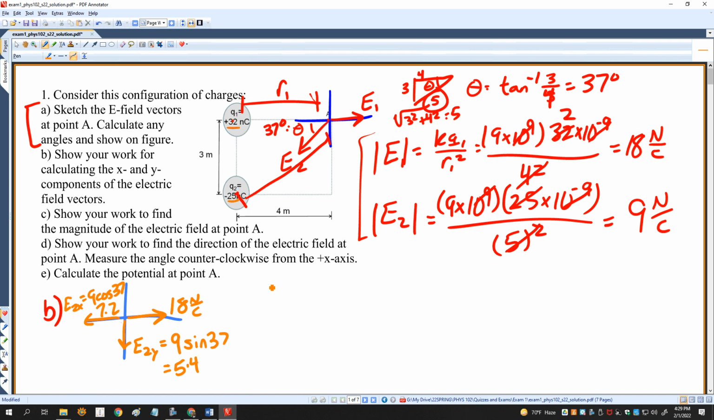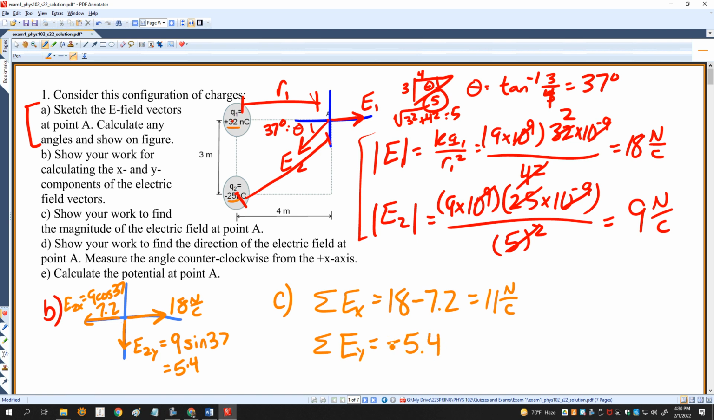Okay, so now I need to find the magnitude. So moving on to part C, those are the x and y components of all those vectors. And now, all of these parts really just sort of run together, right? Because we're trying to find ultimately what is the magnitude and direction of the final electric field. So now I'm going to add up my x components. That is to say it's going to be 18 minus 7.2. What's that, 10.8, or I'll just call it 11 newtons per coulomb. And then I add up the sum of the y components, and that's just going to be 5.4. It's actually in the negative y direction.